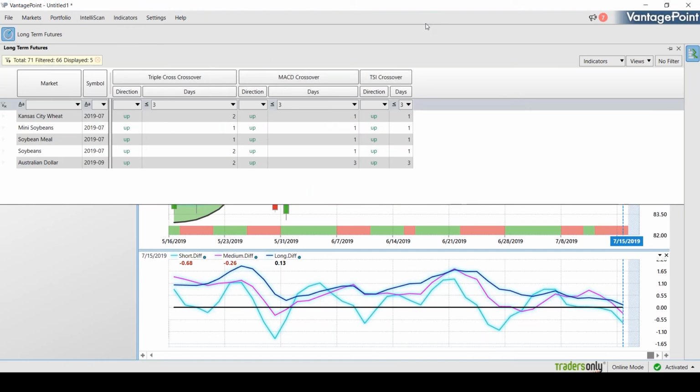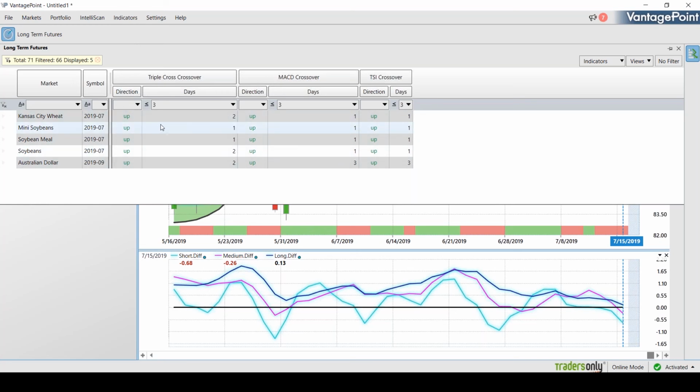Now with the long-term futures, you can see, because we're looking for a longer-term setup, or something that's expected to move longer term, something that's established, we've added in the triple crossover, because the triple crossover here can really show you something that is fully established. Now we've got this filtered currently to less than or equal to 3 days. And right now it looks like all 5 of these futures have been moving up. That's the direction that we have here.